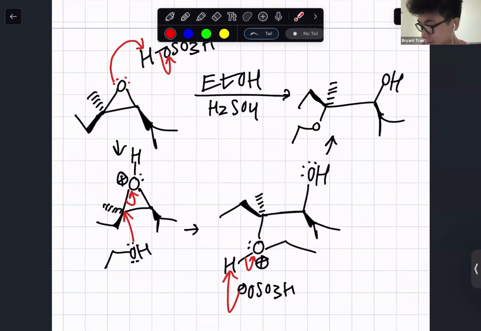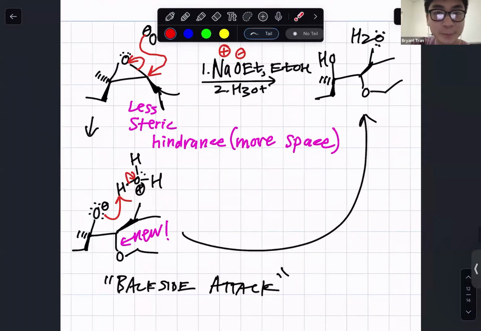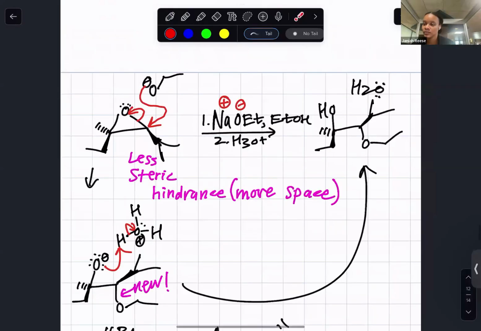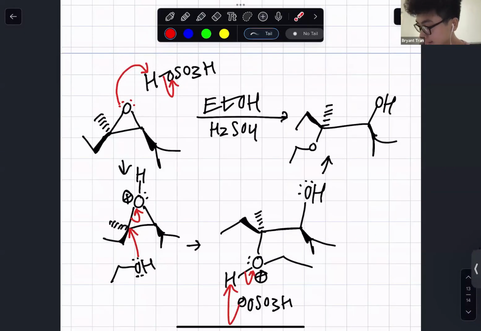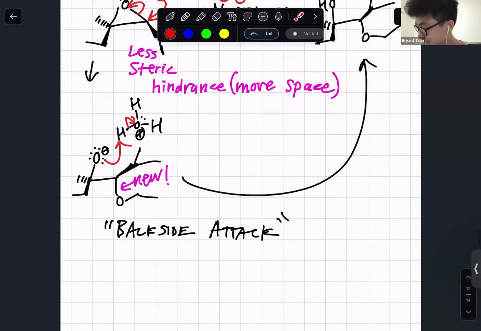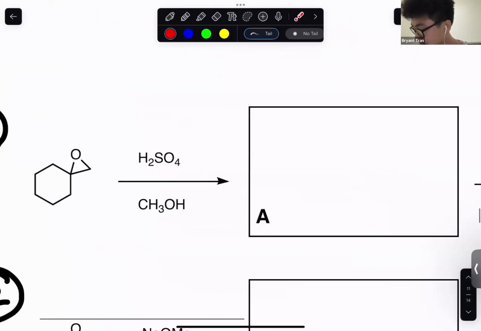The big difference between acidic conditions and basic conditions would be what carbon the nucleophile attacks. In basic conditions, we attack the less substituted carbon. In acidic conditions, we attack the more substituted position. Okay. Right? But in both conditions, we do a backside attack. We invert stereochemistry in both conditions. Right? Okay, that's good. So now let's take a look at this problem over here.